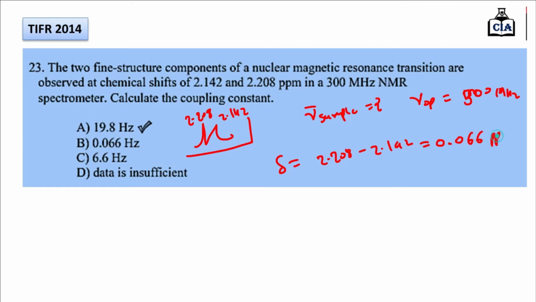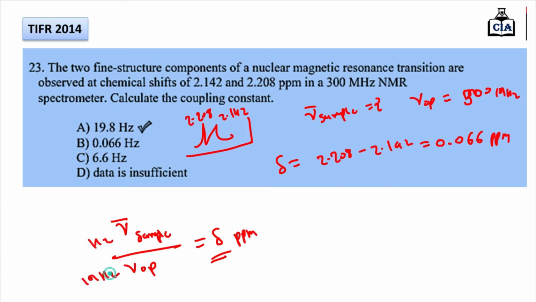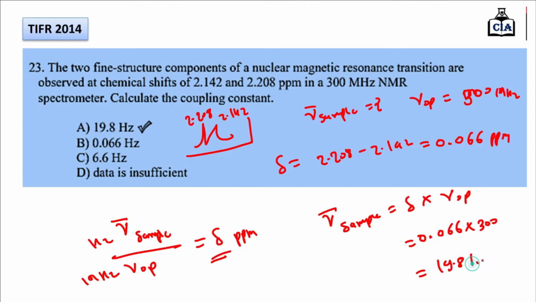Okay, so if you calculate this value, it will be 0.066 ppm. So we have to find out the frequency of sample, and frequency of sample will be calculated as frequency of sample divided by operating frequency, which is equal to delta value. Okay, and this delta value will be in ppm, this frequency of sample in hertz, and operating frequency in megahertz. So just find out the frequency of sample equal to delta value into operating frequency, which is equal to 0.066 into 300, which will be around 19.8 hertz. Okay, so our correct answer will be option number A.